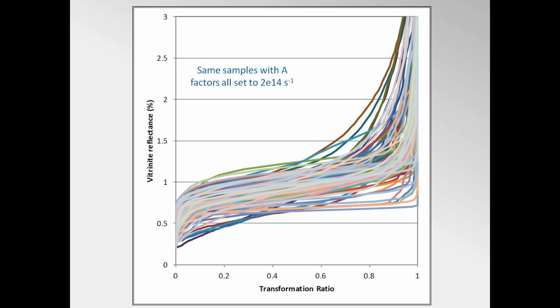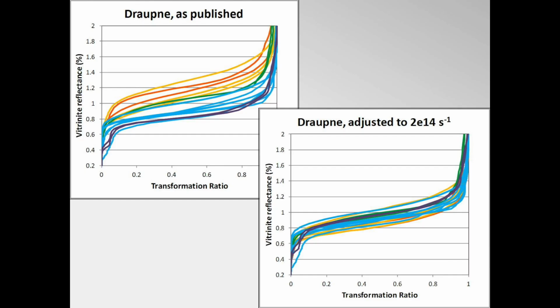We see that the clustering is much tighter than it was in the previous example, suggesting to me that a lot of the variation in the published kinetics may be the result of poorly selected A factors. But that's too many samples to look at in detail altogether. So we're going to look now at our special kerogens that were analyzed multiple times.